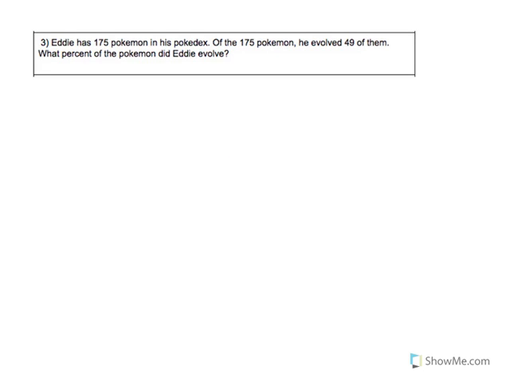Next one, number three, Eddie has 175 Pokemon in his Pokédex. Of the 175 Pokemon, he evolved 49 of them. What percent, so I'm looking for a percent, of the Pokemon did Eddie evolve? A few of you were asking me, well, what does evolve mean? I don't know this word evolve. It actually is not really relevant to the problem. If you read this, you know he did something, we're going to say evolved is something, to 49 of them. I want to know what percent of those did he do that to.